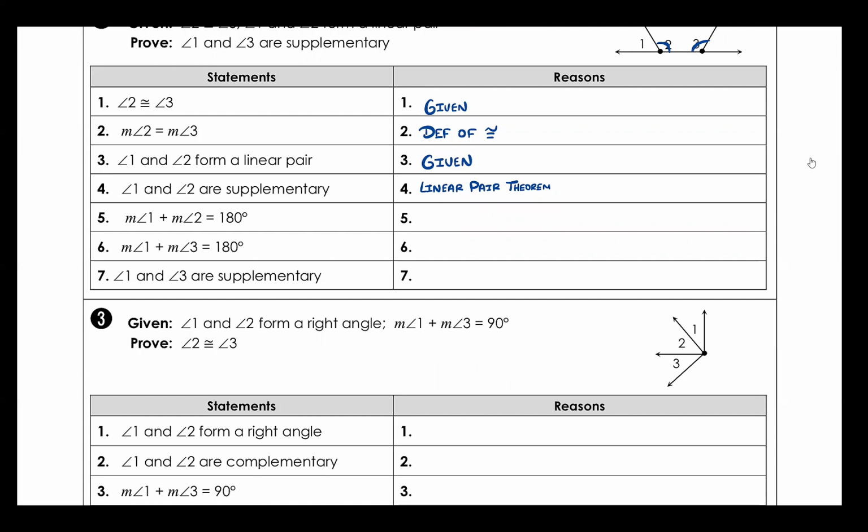So let's use our clue and go back to 4. What did they say in 4? That they're supplementary, which is 180. So what did they say in 5? Okay, so if they said in 4 they're supplementary, and in 5 they showed that relationship, what are we going with? Definition of supplementary.